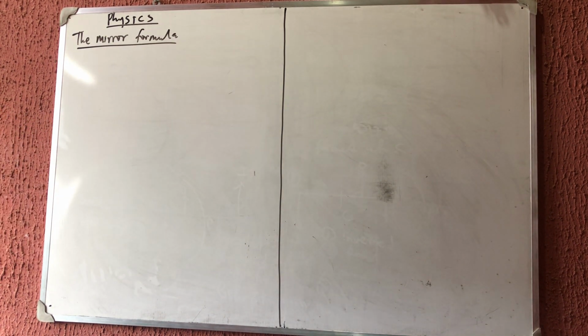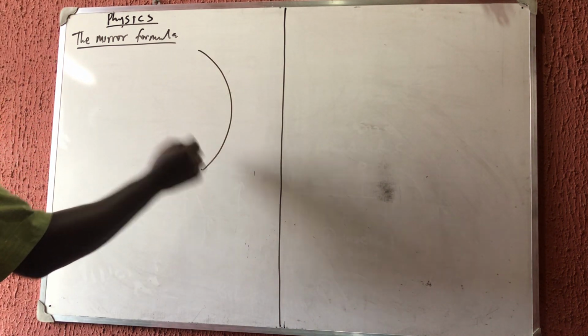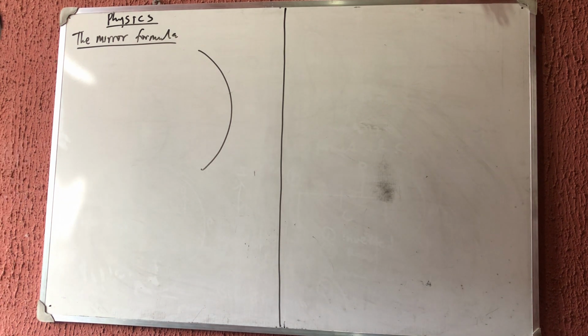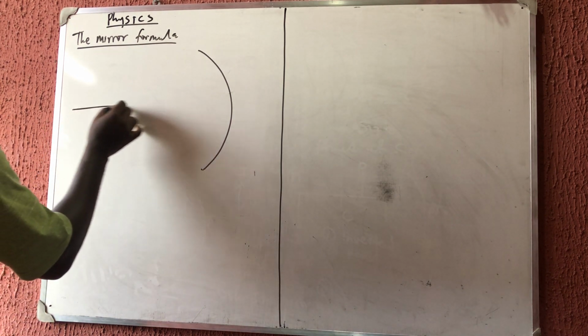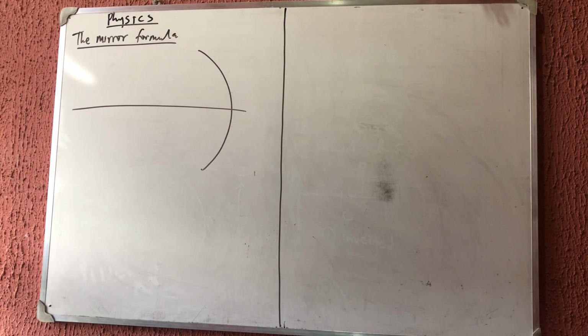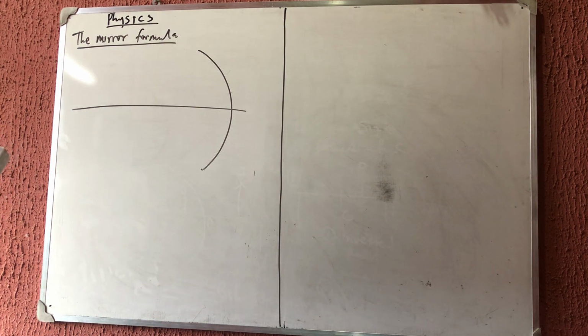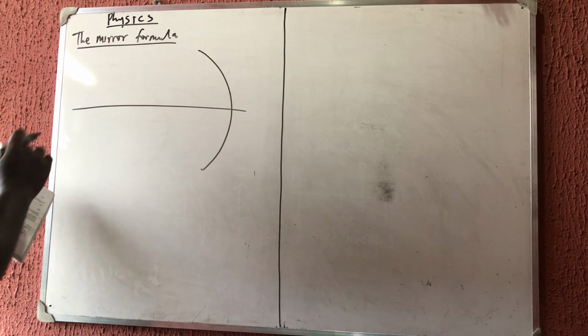Now, for the mirror formula, let me have a curved mirror like this. Drawing is my problem. Let me use what they said here. They said consider a ray traveling from a point O, from an object O along the axis, which strikes the mirror perpendicularly and is reflected back along the axis in the figure. Let me draw the figure.